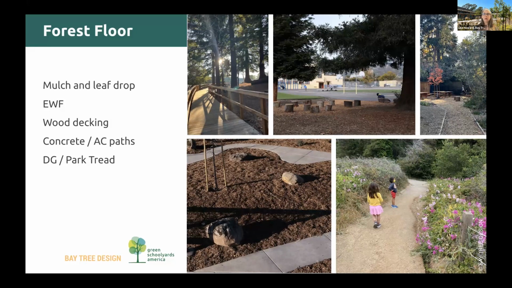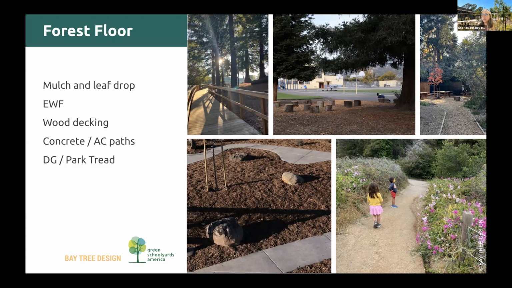The change in this sort of floor from the rest of the schoolyard is also something that differentiates the space and gives some messaging about play and exploration in terms of how it's different than other parts of the school ground. So on the left are all the examples of different types of flooring. EWF is engineered wood fiber. It's considered ADA accessible if it's maintained and compacted to a certain amount for wheelchair accessibility.